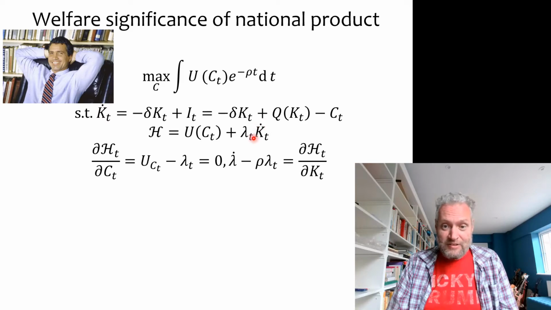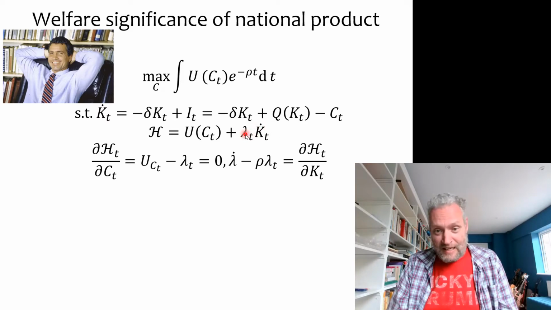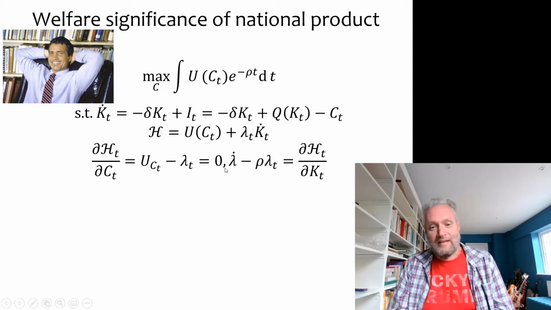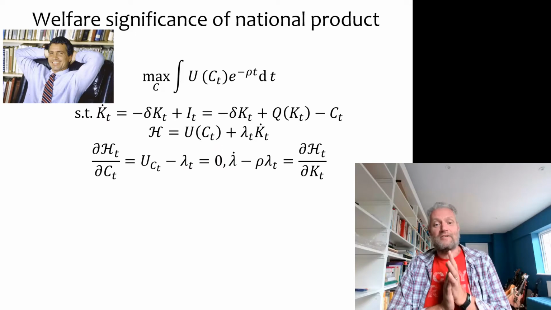K dot, the lambda times K dot. If you derive that with respect to C, that is pretty simple too. K dot does not immediately depend on C, but if we substitute this thing in here, Q of K drops out, so we just have the minus C, so we have a minus 1. So this plus lambda K dot becomes a minus lambda, and that should equal 0.